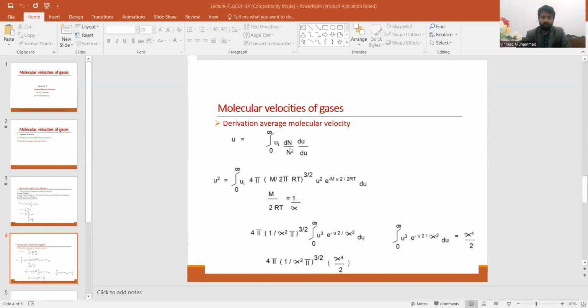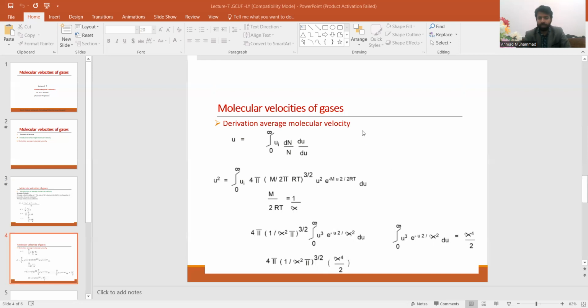equation, and the Maxwell relation is equal to 4 pi (m over 2 pi RT) to the power 3 by 2 u square e power minus mu square over 2RT du. Then we have a value equal to 1 over alpha square. We put m over 2RT equal to 1 over alpha square, and then the equation becomes 4 pi over alpha cubed root pi to the power 3 by 2, integration 0 to infinity u cubed e power minus u square over alpha square du.